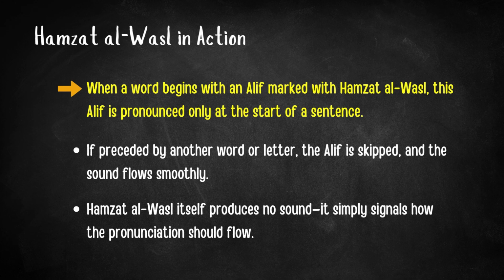When a word begins with an alif marked with Hamzat al-Wasl, this alif is pronounced only at the start of a sentence. If preceded by another word or letter, the alif is skipped and the sound flows smoothly. Hamzat al-Wasl itself produces no sound. It simply signals how the pronunciation should flow.